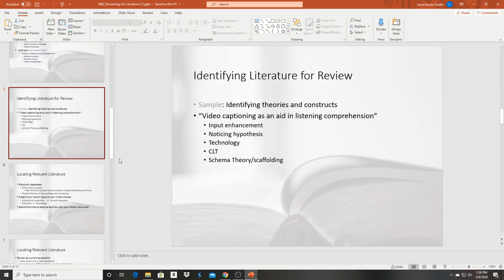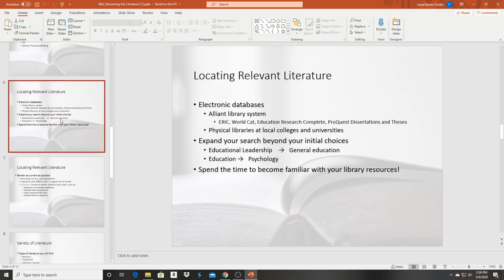Let's see. So identify theories and constructs through it. Locating relevant literature. Look at some of these. Do it through Alliant, through the university. An electronic source is a godsend. You don't have to lug it home in a big wagon anymore.